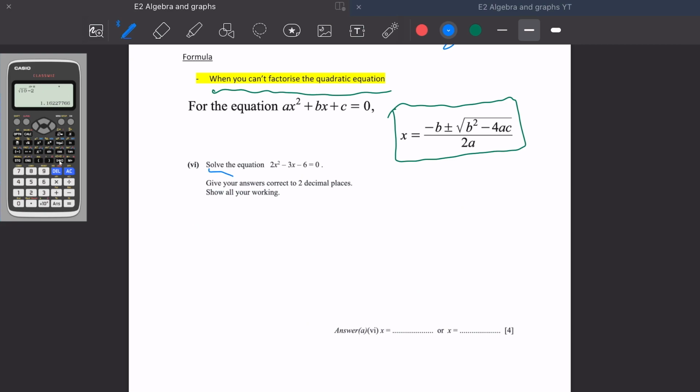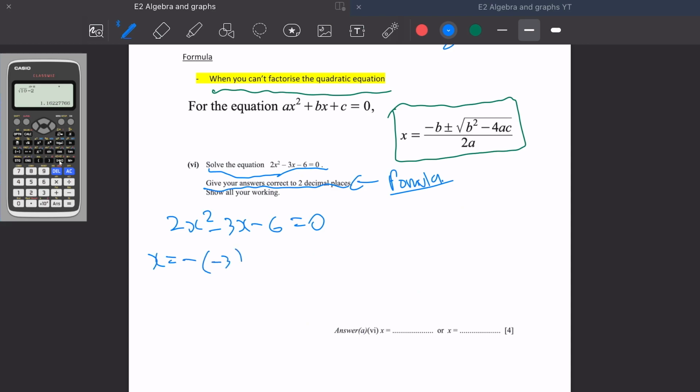So you have to solve the equation 2x squared minus 3x minus 6 is 0. Give your answer in 2 decimal places. Usually when they give this statement, you know you have to use the formula. So you have 2x squared minus 3x minus 6 equals 0. So the formula is x equal to minus b plus or minus root of b squared minus 4ac over 2a.